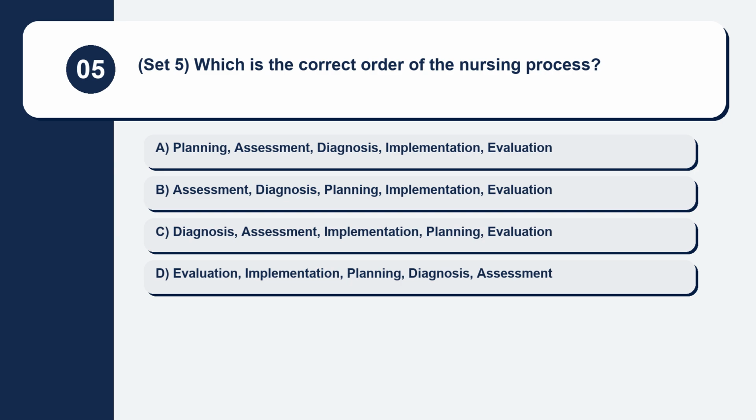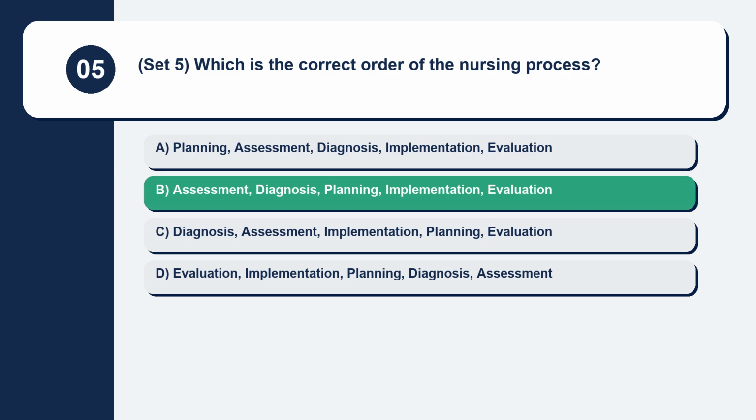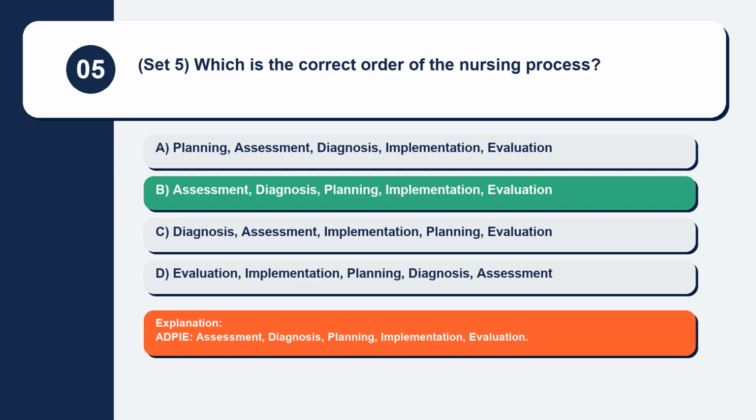Question 5. Set 5, which is the correct order of the nursing process? Planning, assessment, diagnosis, implementation, evaluation. Assessment, diagnosis, planning, implementation, evaluation. Diagnosis, assessment, implementation, planning, evaluation. Evaluation, implementation, planning, diagnosis, assessment. ADPIE: assessment, diagnosis, planning, implementation, evaluation.